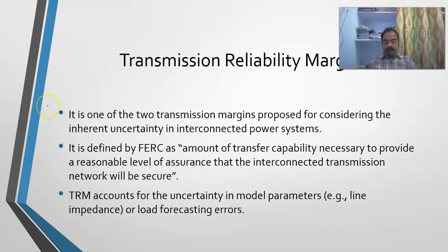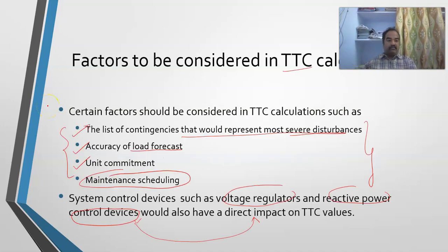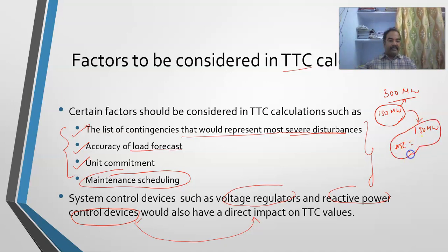Moving on to the margins now. As already said, whenever you are computing TTC, let us suppose TTC is obtained as 300 megawatts and already there is a 150 megawatts load which is being carried on this transmission line, you can't state that 150 megawatts remaining can be ATC, because ATC should be taken into consideration.